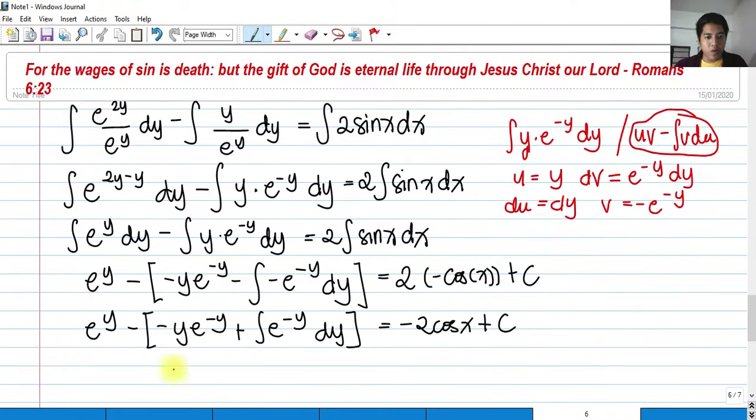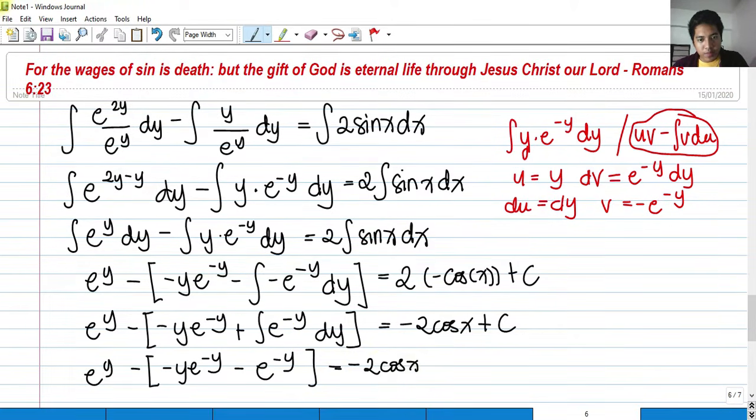So, we need to integrate this. We know that the integral of this should be e raised to y. I would still not distribute the negative sign for you not to be confused. The integral of this is negative e raised to negative y. Agree? So we integrate this. That is negative 2 cosine of x plus c.